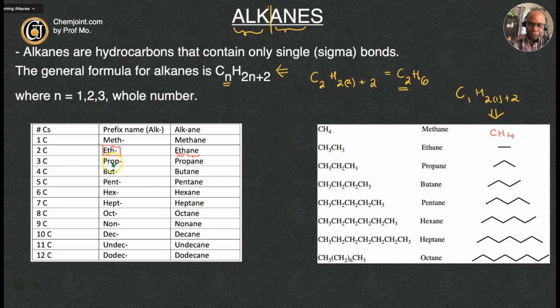So 3 carbons will be prop, 4 will be but, 5 will be pent, and it's an alkane, ane. If it was an alkene, it will be ene. Alkyne will be yne, suffix part of the name. 6 carbon is hexane, as in hexagon. 7 will be heptane, 8 octane, 9 nonane, 10 decane, 11 undecane, and then you have 12 dodecane, 13 I believe will be tridecane.